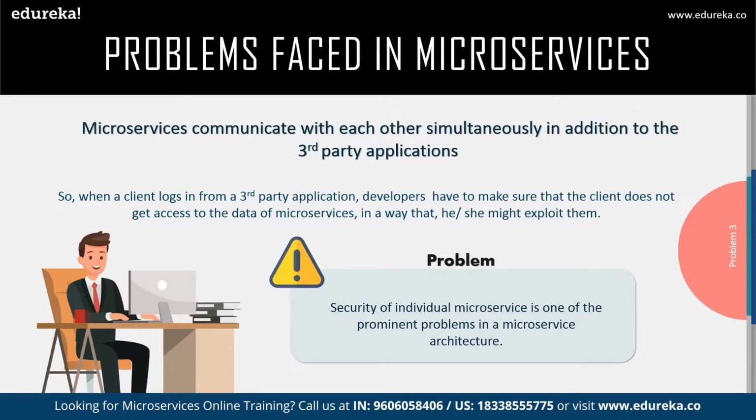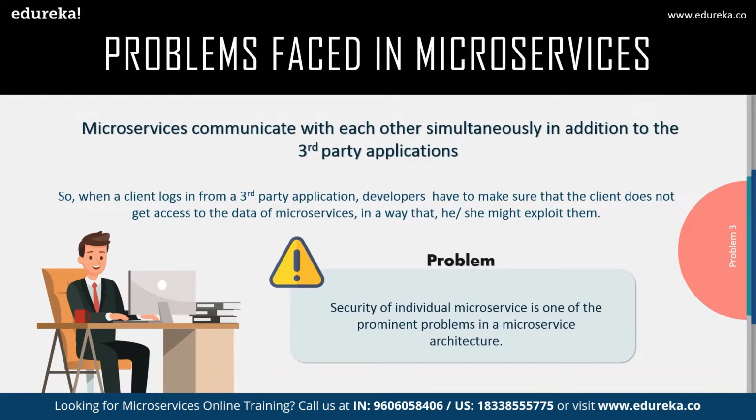So it obviously makes sense, because he's logging in from a third-party application. Now, maybe that particular application is not that secure. So maybe instead of the client, the third-party application is basically trying to access the data. So we have to make sure that the data is secure, and not every application is given access to the data in the services, right?